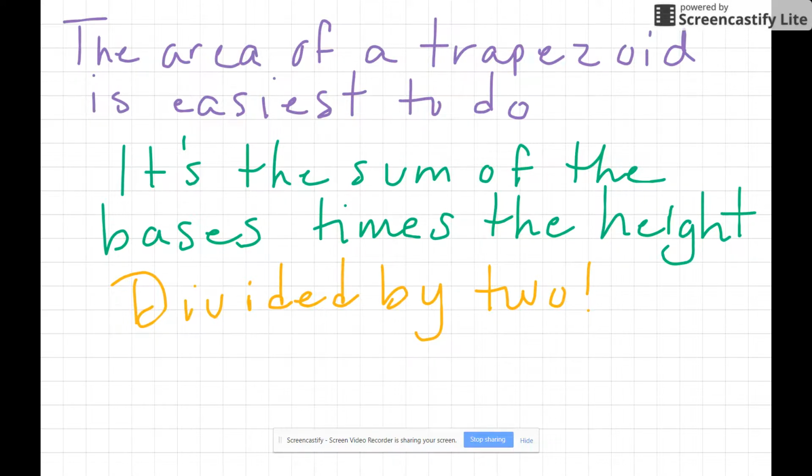1, 2, 3. The area of a trapezoid is easiest to do. It's the sum of the bases times the height divided by 2.